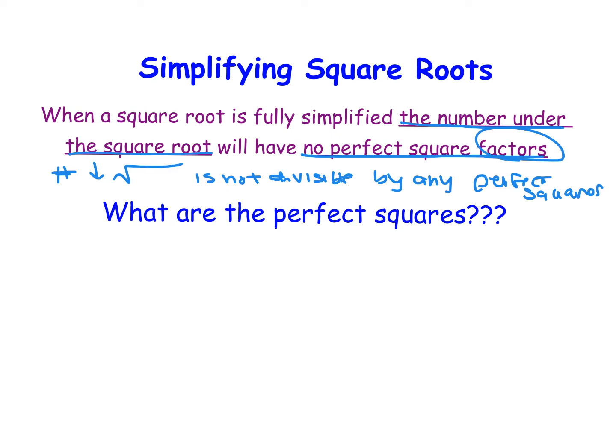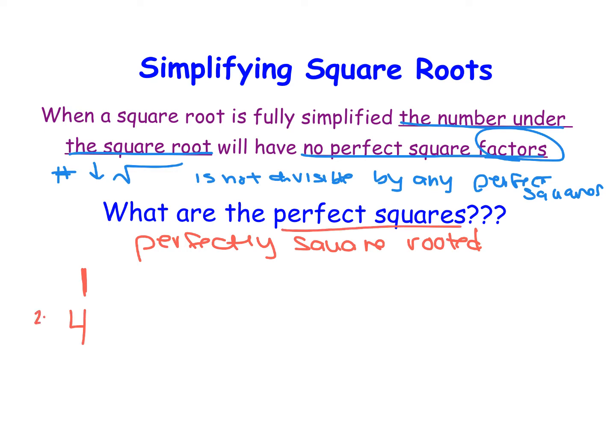Now what gets confusing here is if you don't know what a perfect square is, it's really hard to tell if our number underneath the square root is divisible by any perfect squares. Perfect squares are numbers that can be perfectly square rooted. So unlike the square root of 90, these numbers, when they're square rooted, produce an integer. The way to calculate these is to think of numbers squared. I know that 1 squared is 1, so 1 is a perfect square because I can square root 1 and it will equal 1. Then 2 squared is 4, so 4 is another perfect square because 2 times 2 gives me 4.